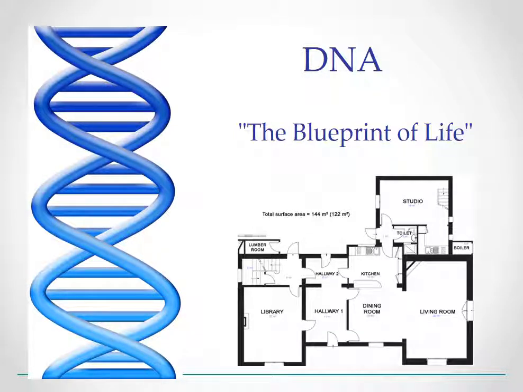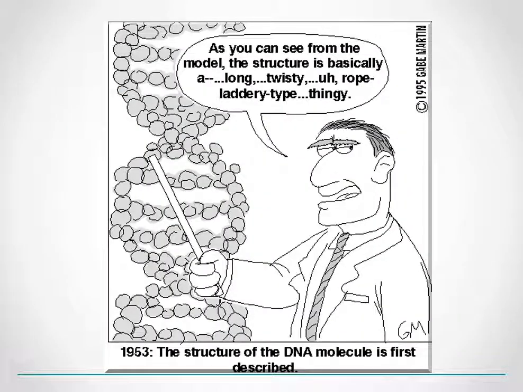So this is DNA. This is a quick little cartoon just to introduce the lesson to you. As you can see from the model, the structure is basically a long, twisty rope ladder type thing. This was an illustration from 1953, which described the model of DNA.